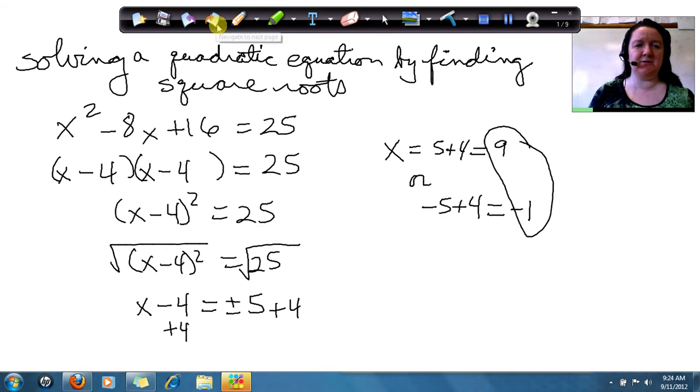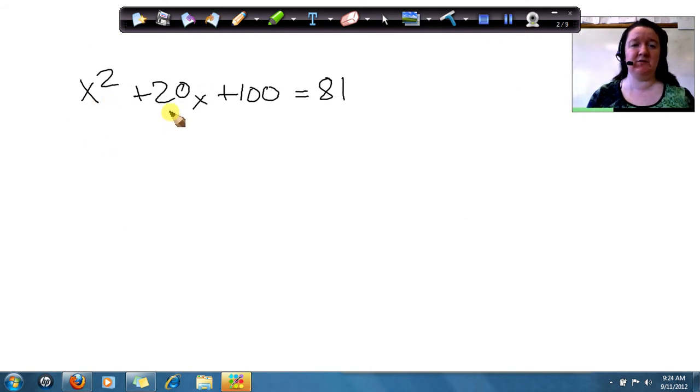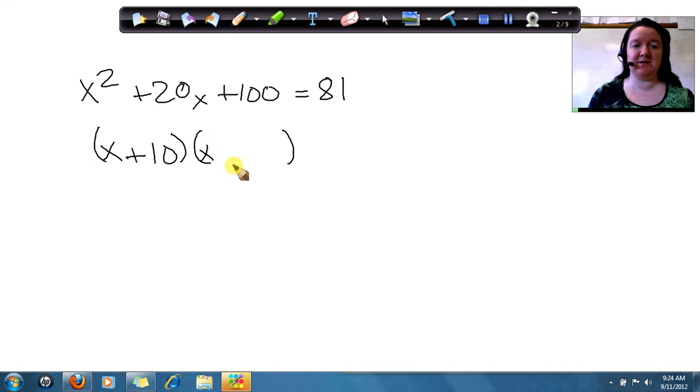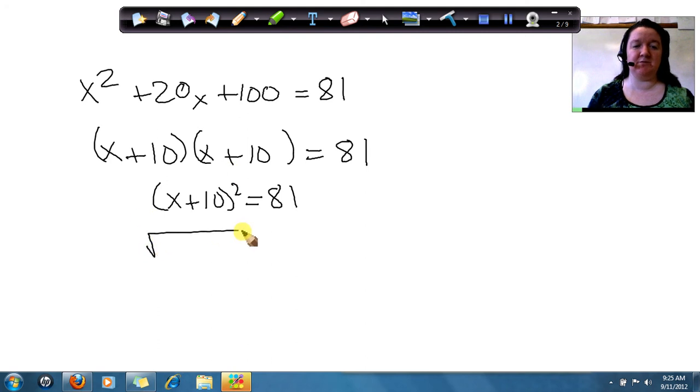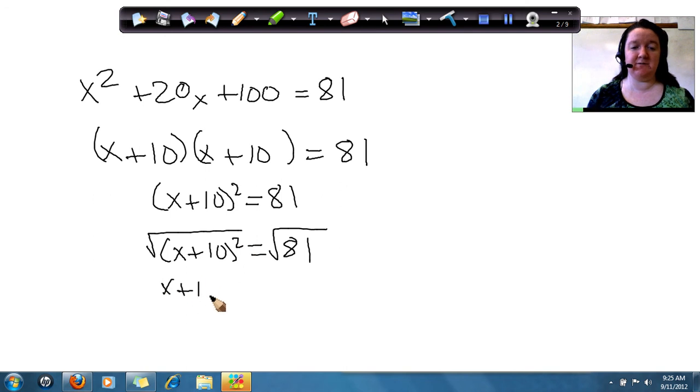Let's look at another example. Here we have x squared plus 20x plus 100. So if I wanted to factor that, I would have (x plus 10)(x plus 10) equals 81. Now I can rewrite that as (x plus 10) squared equals 81. And I want to take the square root of both sides. So remember, a square root undoes a square, so we're going to get x plus 10.